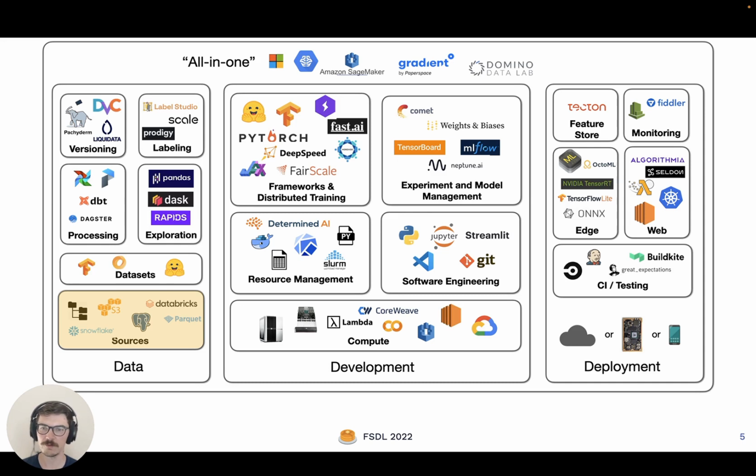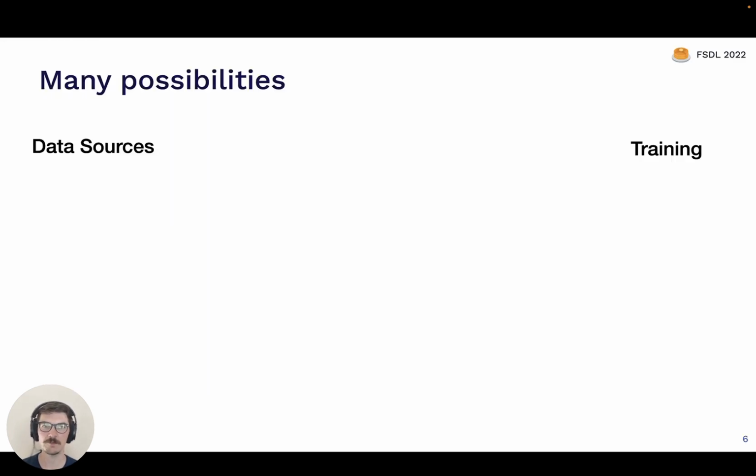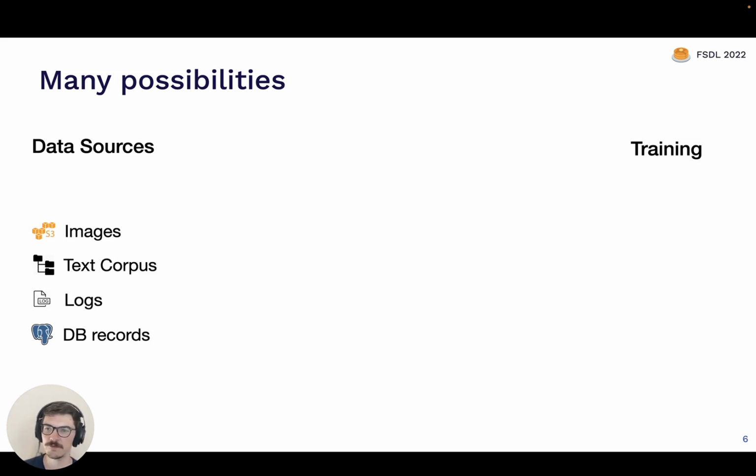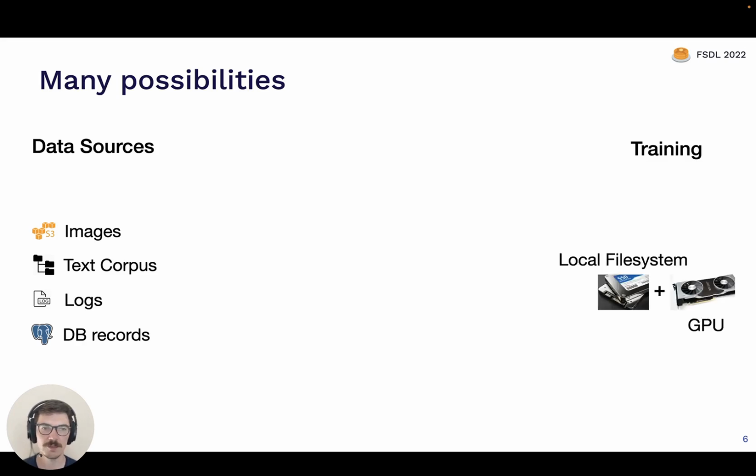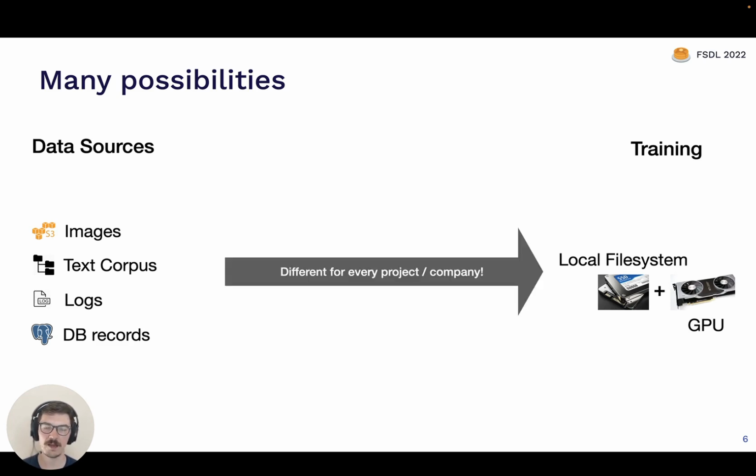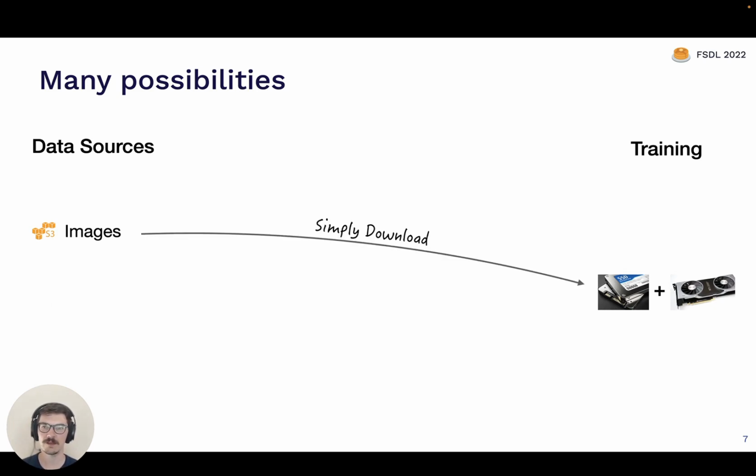And we'll start with the sources of data. There's many possibilities for the sources of data. You might have images, you might have text files, you might have maybe logs, database records. But in deep learning, you're going to have to get that data onto some kind of local file system disk right next to a GPU so you can send data and train. And how exactly you're going to do that is different for every project, different for every company. So maybe you're training on images and you simply download the images. That's all it's going to be from S3.